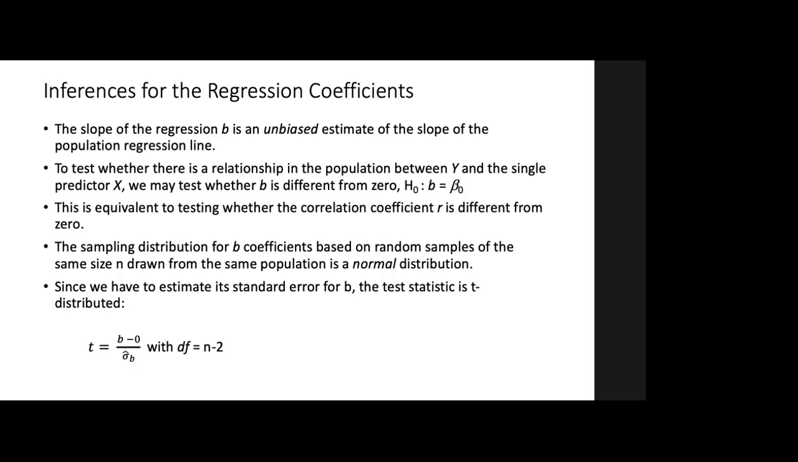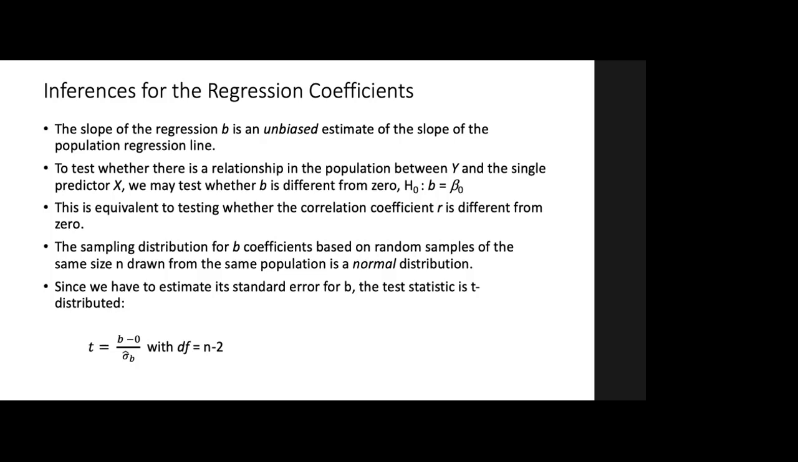And so to test whether there's a relationship between our outcome variable and our predictor in simple regression, we're simply testing whether the slope is different from 0. And that is, by the way, exactly the same as testing whether the correlation coefficient is different from 0. It's absolutely the same test. So we have the same test statistic, the same distribution.